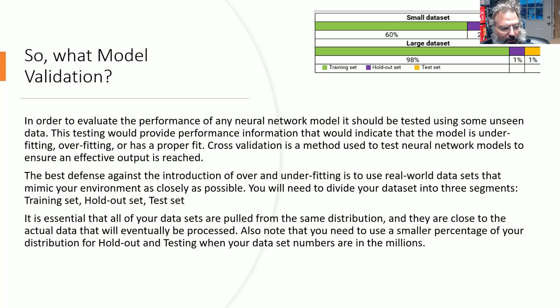It's essential that all the data sets are pulled from the same distribution and that they are close to the actual data that they will eventually be processed. Also make sure that the holdout and test sets are a smaller percentage of your distribution whenever there's a lot of data. You may have smaller percentages, 1 or 2% even, if you've got a really, really big data set, and you may stick to something closer to 5 or 10% otherwise. The typical split is somewhere like 60-20-20 or 80-10-10. But it is not a hard and fast rule. It is based upon the data, the situation, and so on.